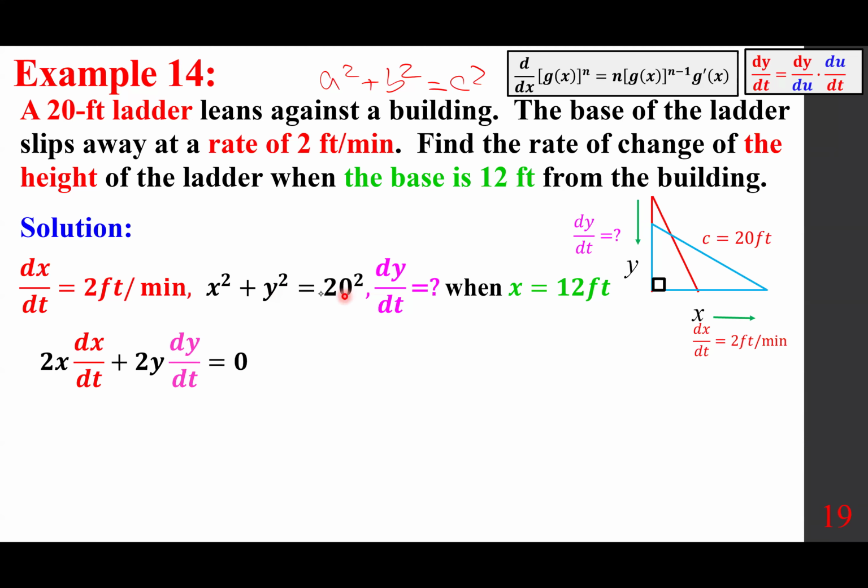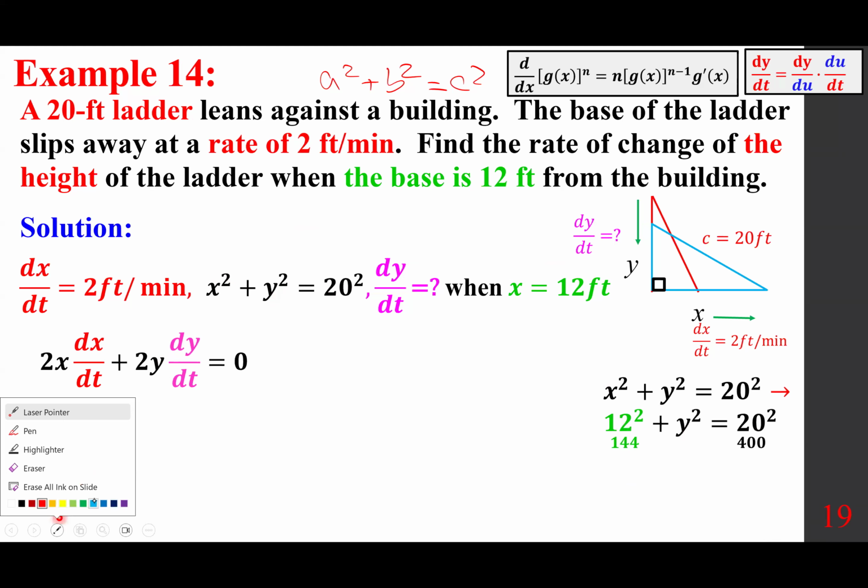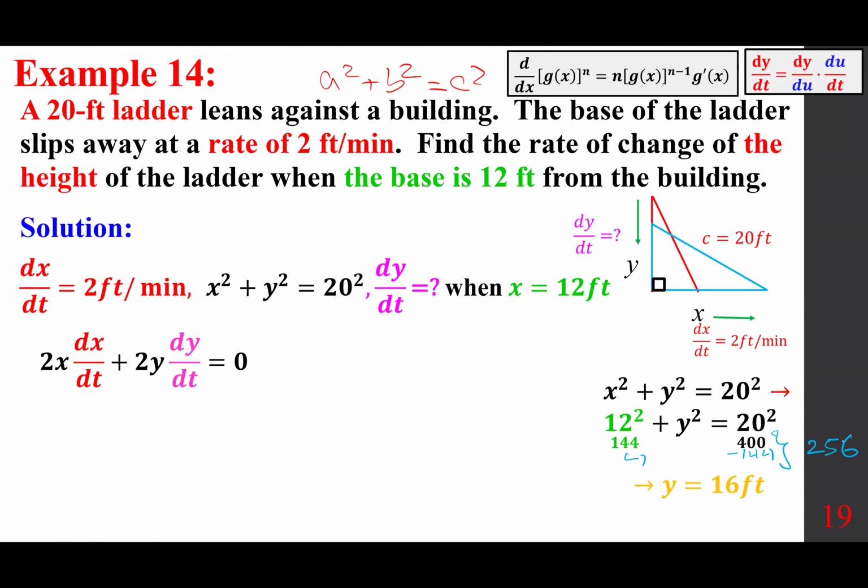We have everything we can plug in, and we notice y is missing. So when x is 12, plug it in. You get 12 squared plus y squared is 20 squared. 12 squared is 144. 20 squared is 400. You move this. You subtract 144 from 400. You get 256. And y becomes the square root of that, which is 16 feet.